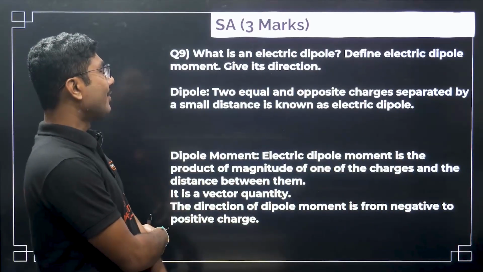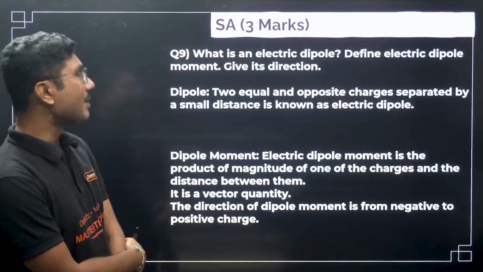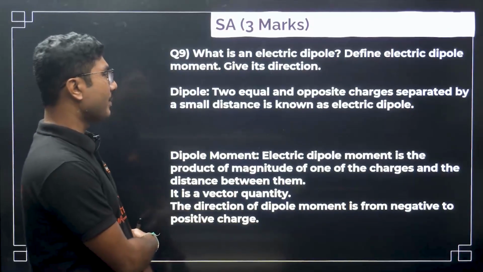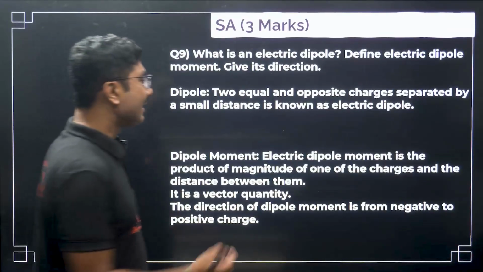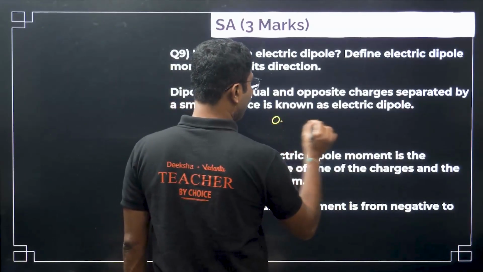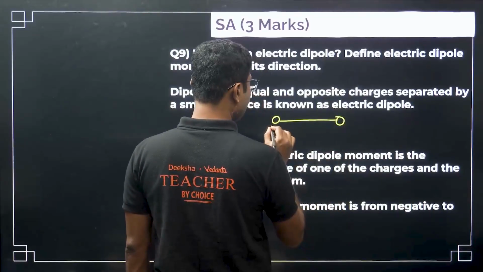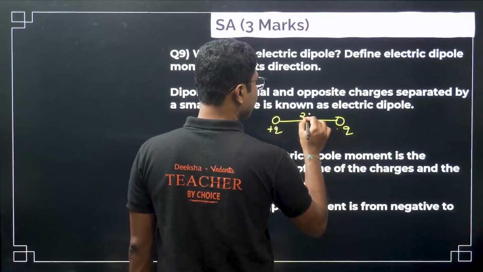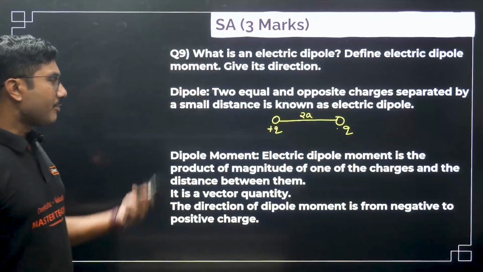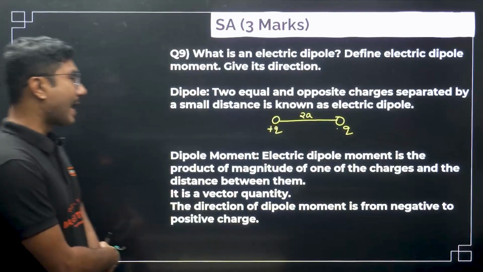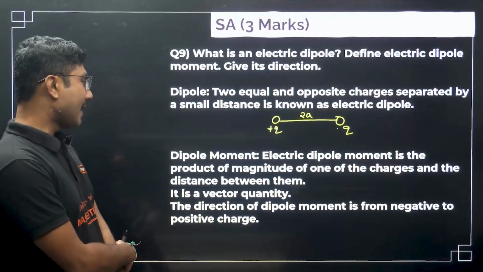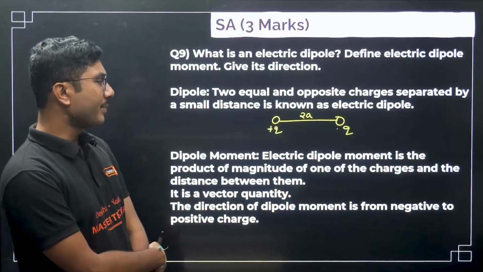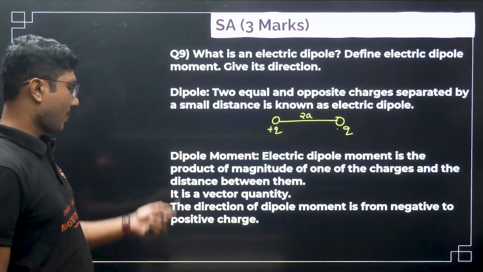What is an electric dipole? Define electric dipole moment, give its direction. So dipole: two equal and opposite charges separated by a small distance is known as an electric dipole. So two equal and opposite charges, Q and minus Q, separated by distance 2a. Electric dipole moment is the product of the magnitude of one of the charges and the distance between them. It is a vector quantity. The direction of dipole moment is from negative to positive charge.